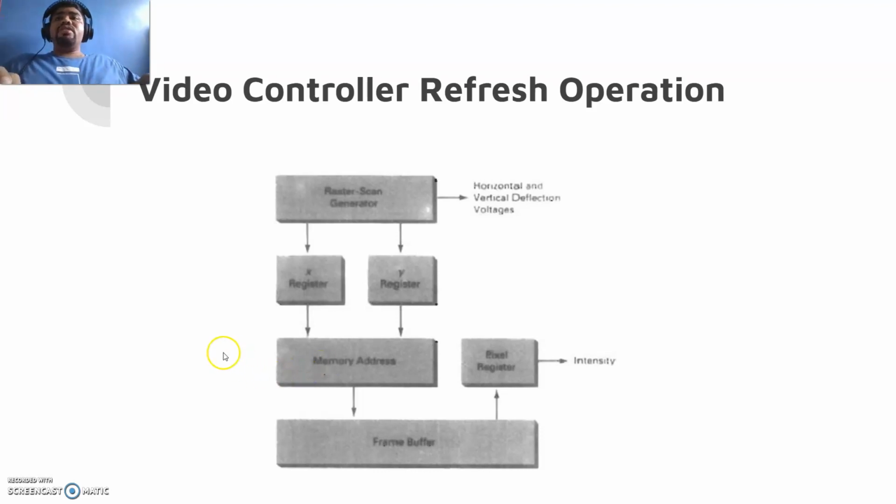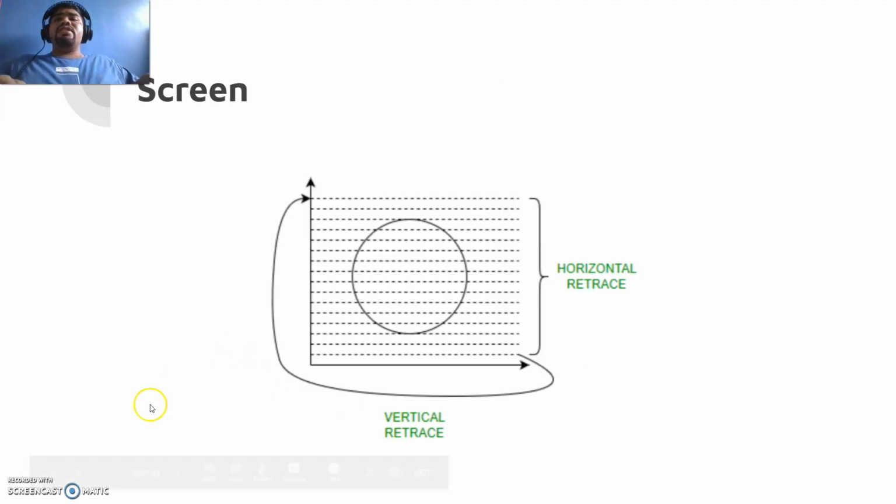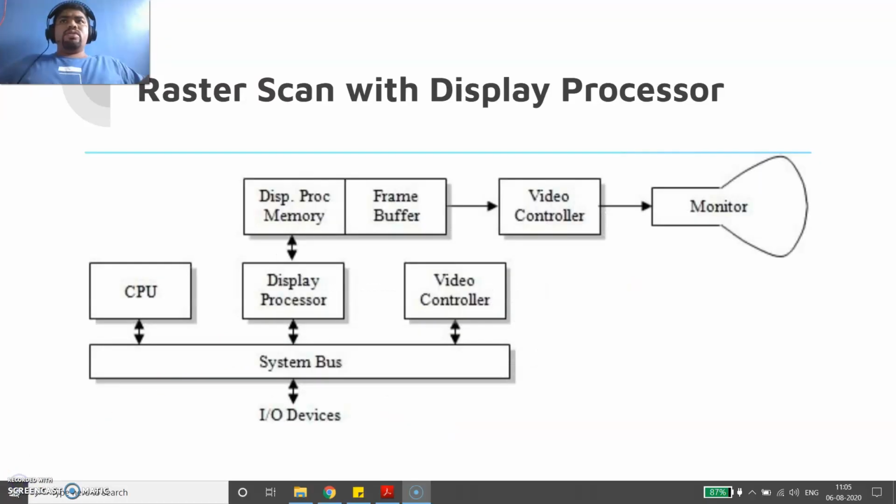I hope you have understood the screen. Now on the screen you can see raster scan with display processor. Till now we only had a video processor. Now we have a display processor completely, so it's a different unit altogether. Why do we have this display processor? To make things work faster. Can we say it's like a graphic processor that you have in your laptops, like NVIDIA or AMD graphic processors? Yes, it is the same.